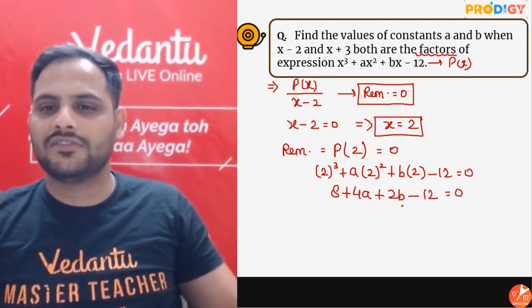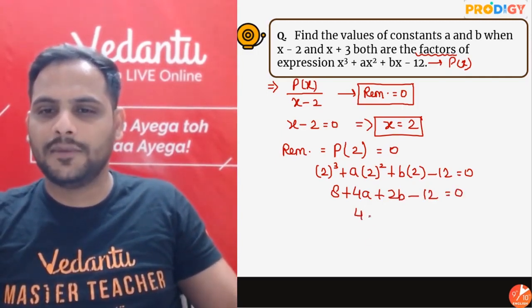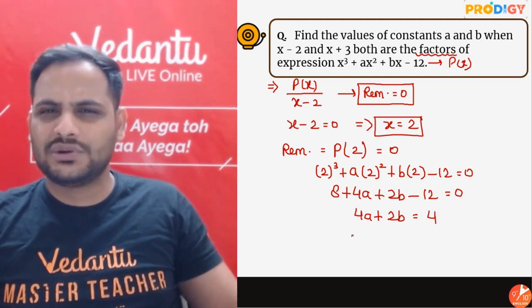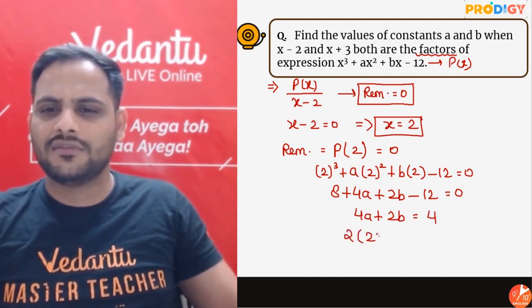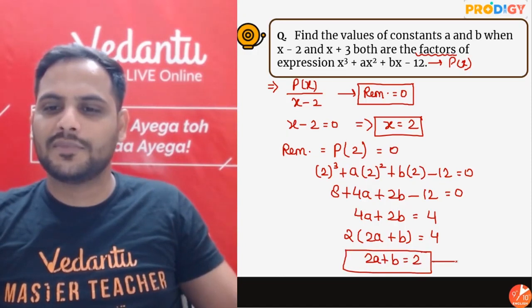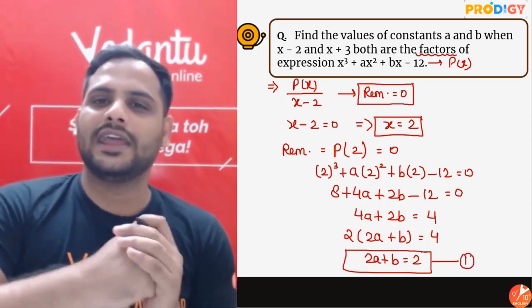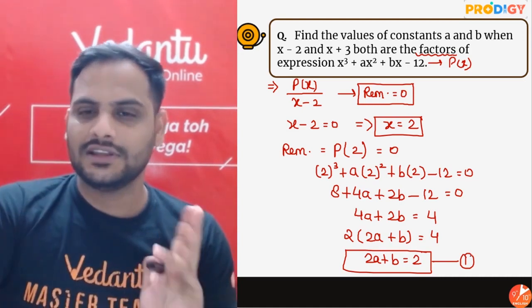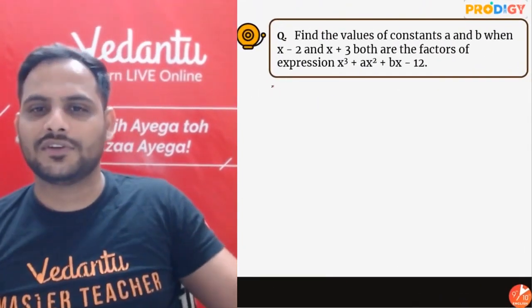Shift minus 12, 8 over there. So we get 4a plus 2b is equal to minus 12 plus 8, which is minus 4, so equal to 4. Take 2 common, guys. So with 2 common, we are left with 2a plus b is equal to 4. Divide by 2. 2a plus b is equal to 2. This is my equation 1. 2a plus b is equal to 2. First equation.